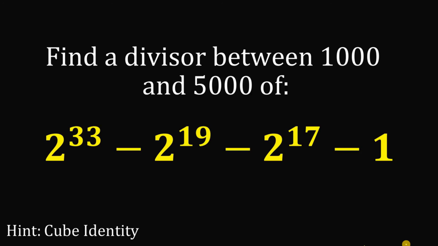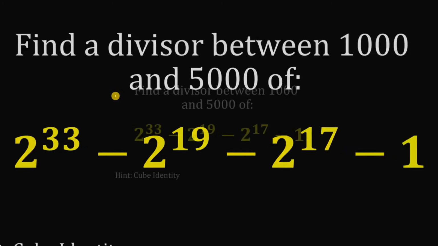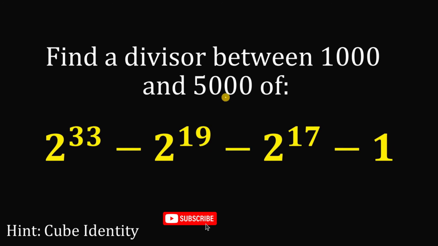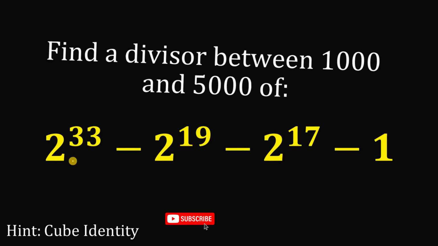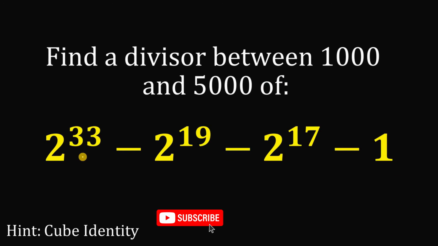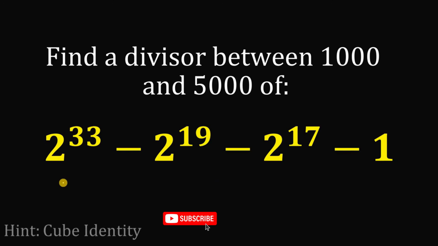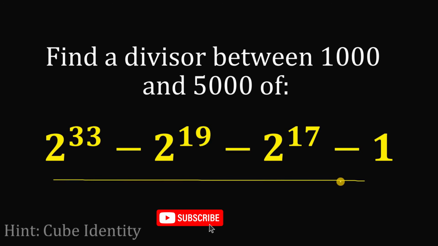Can you solve this math challenge? Here's the question. Find a divisor between 1,000 and 5,000 of this given number, 2 raised to the power of 33 minus 2 raised to the power of 19 minus 2 raised to the power of 17 minus 1. And here's a hint. You can use cube identity to answer this question. And take note, there's only one divisor of this number that is between 1,000 and 5,000.